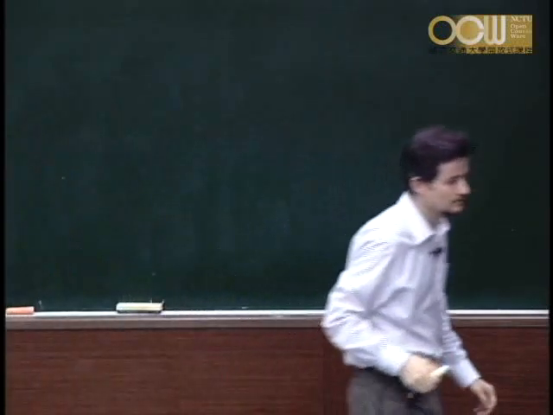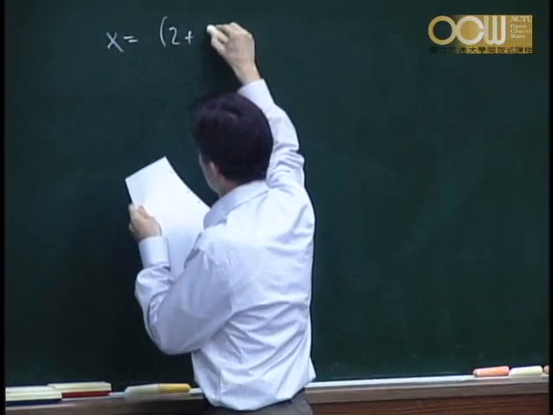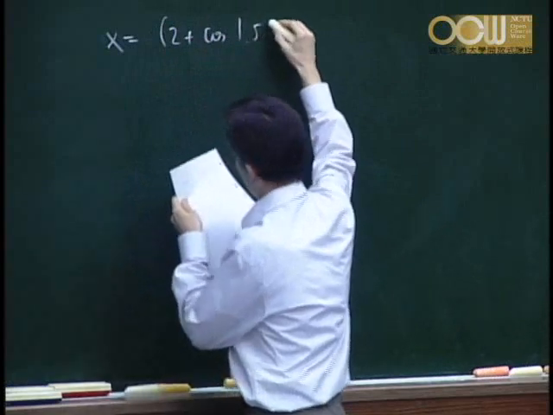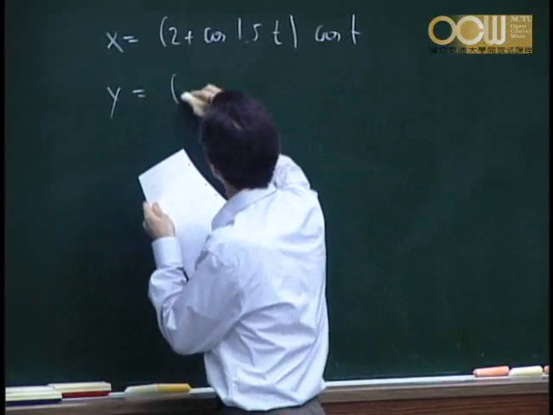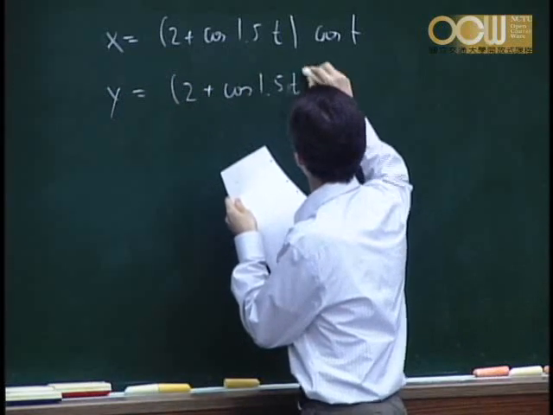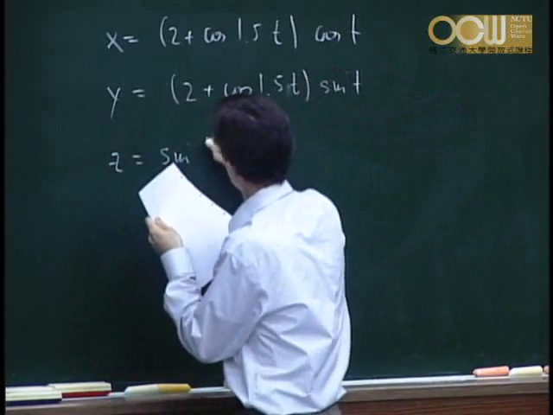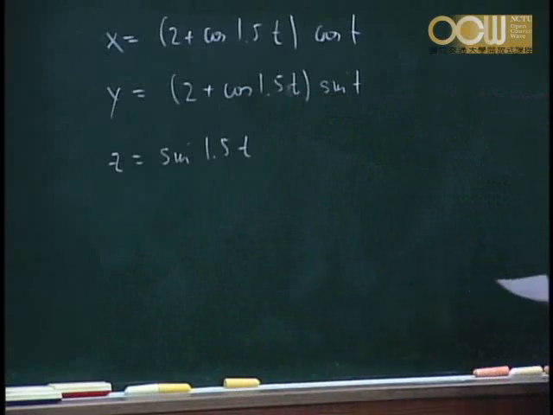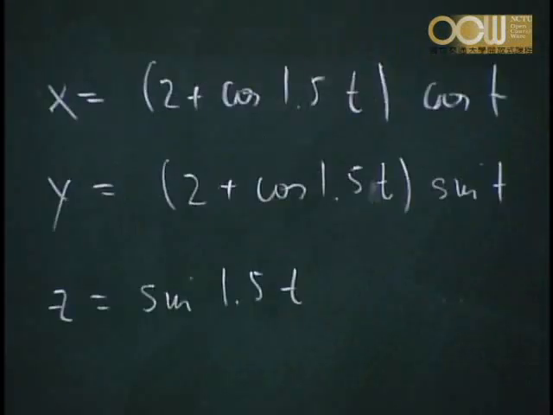But if I give you a much more complicated example, for instance, this one: x is equal to 2 plus cosine 1.5t times cosine of t, y is equal to 2 plus cosine 1.5t times sine of t, z is equal to sine of 1.5t. Without having access to a program like Maple, it would be very complicated to figure out how this space curve looks. Another example is this one.